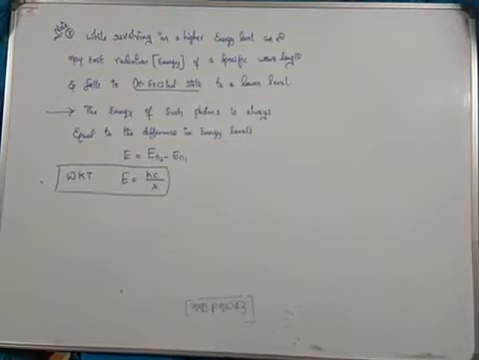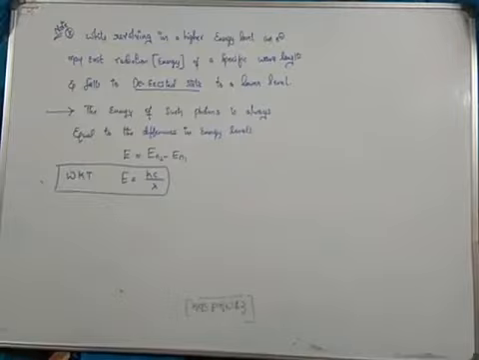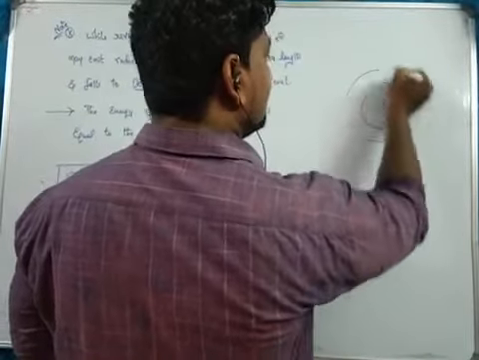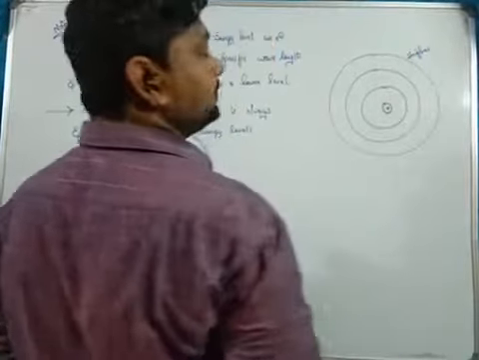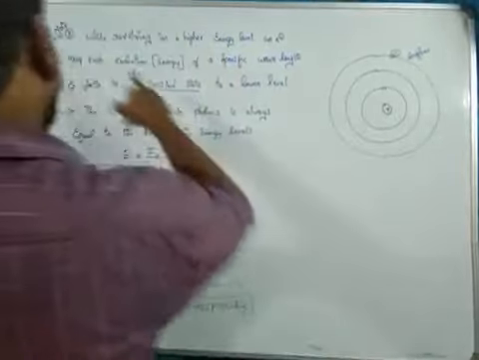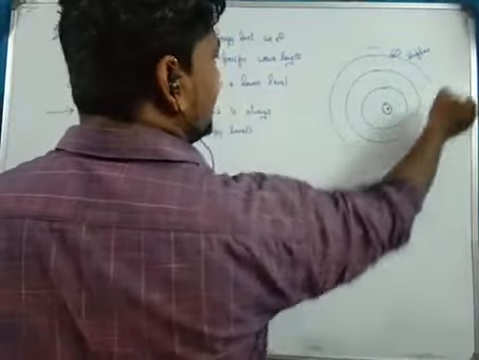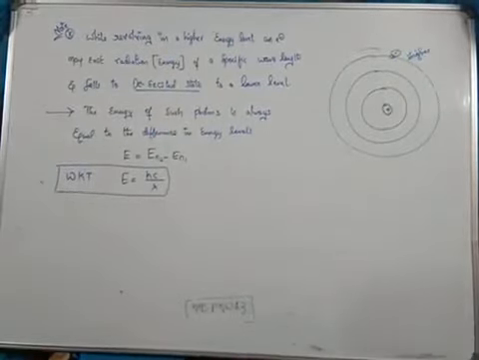Okay, and last, it's an important point. While revolving in a higher energy level, an electron may emit radiation. So we have an atom with the central point, and we have level 1, level 2 and level 3. We consider this as a higher order. Whenever the electron is revolving in a higher energy level, it may emit radiation. They may have a chance of radiation.